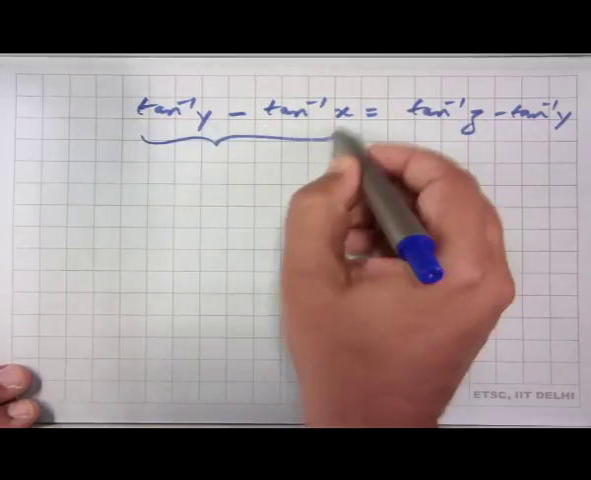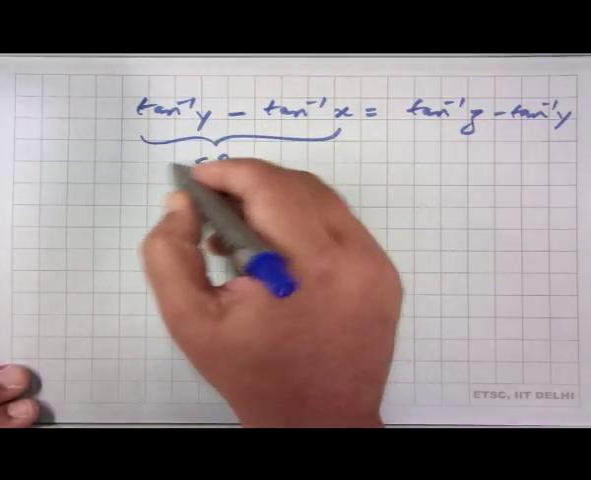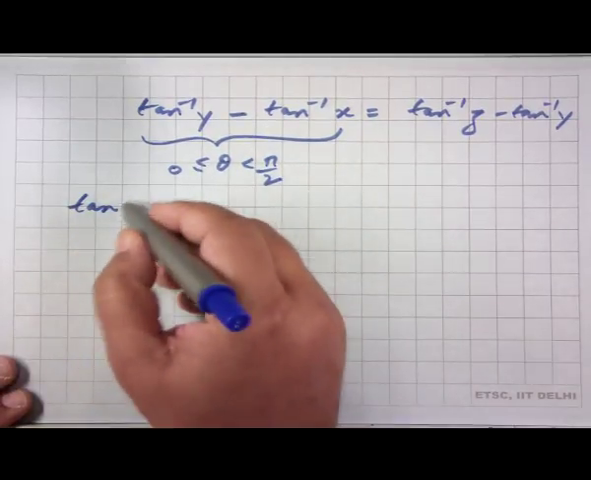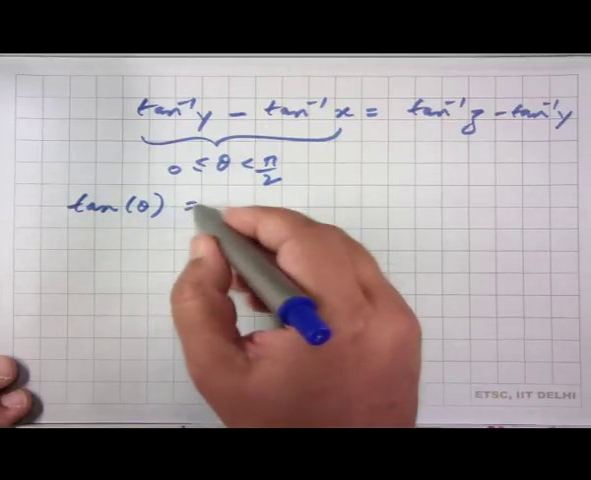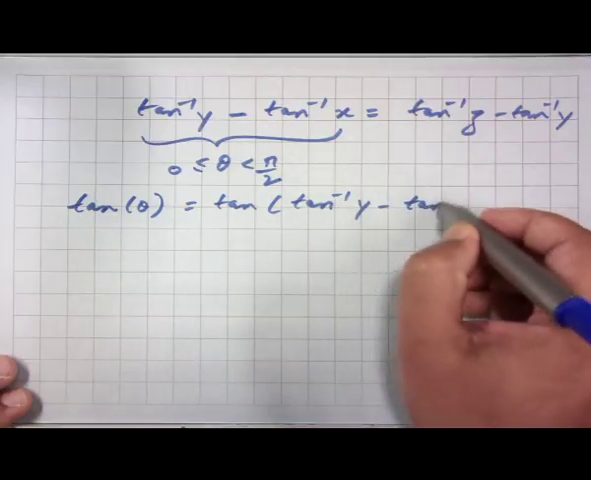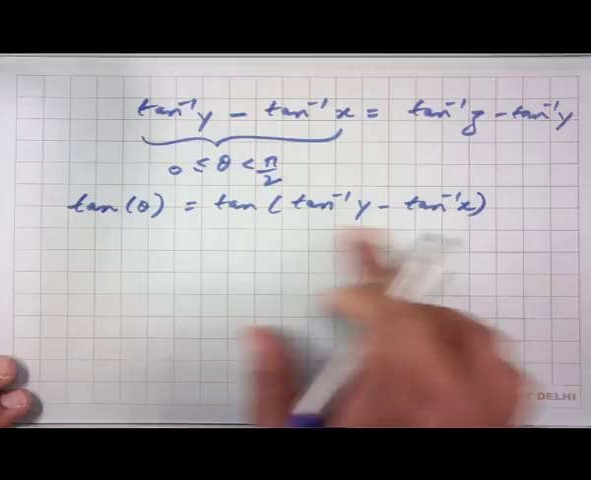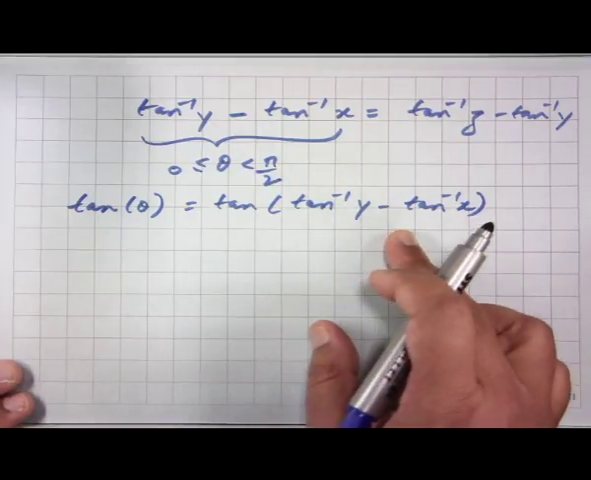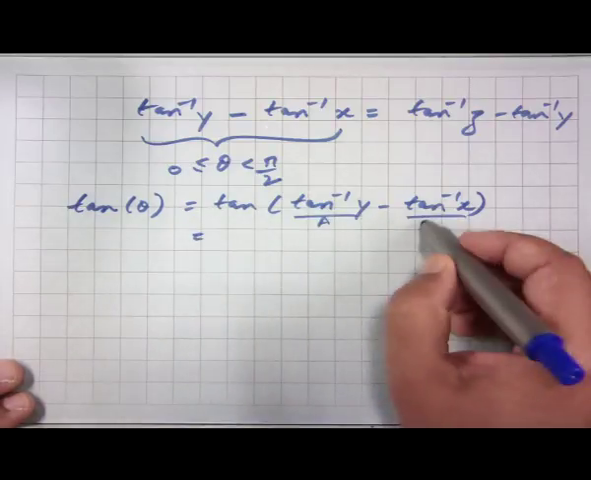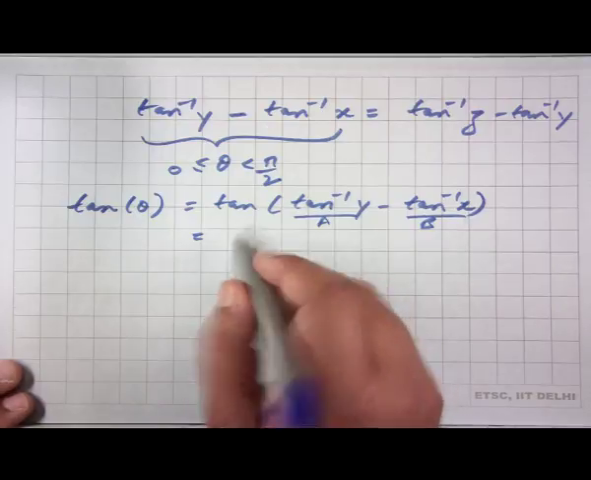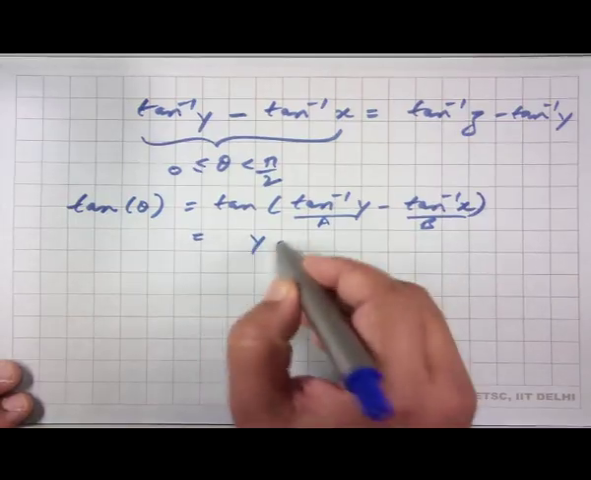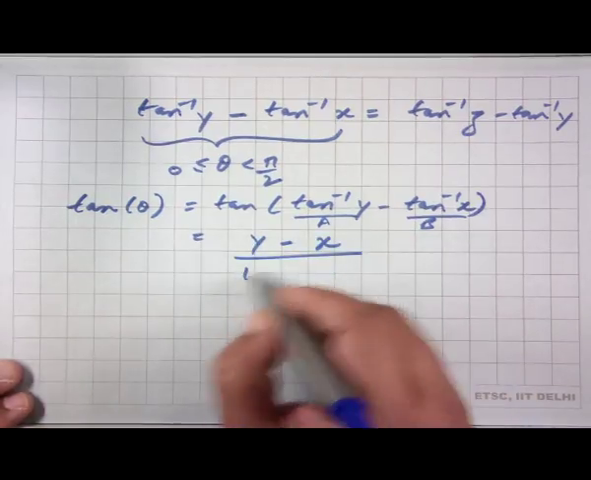Now, we know that this angle theta is between 0 and pi by 2, and therefore tan of theta can be written as tan of (tan inverse y minus tan inverse x). Here we are going to use the tan of a minus b formula. Let us say this is a and this is b. So, this will be equal to (tan a minus tan b) over (1 plus tan a tan b). So, tan a is y, tan b is x, over 1 plus x y.